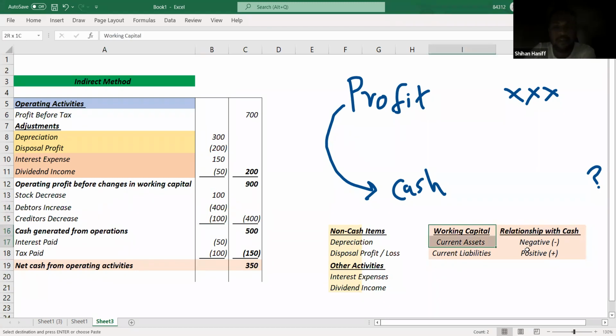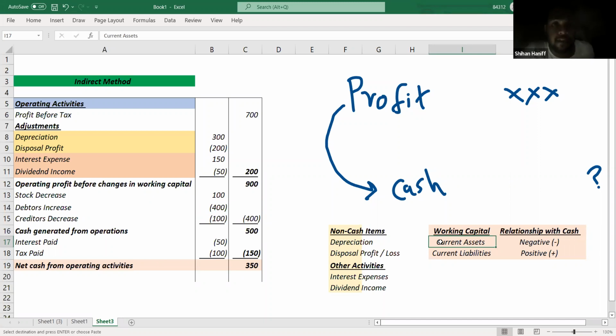The simple theory is current assets have a negative relationship with the cash. Why I am telling negative relationship is, now let's say you are purchasing stock. Stock increase. When the stock increases, what will happen to cash? Why is stock increasing? Because we are paying cash. Assets will have a negative relationship with cash. Cash decrease, stock increase.